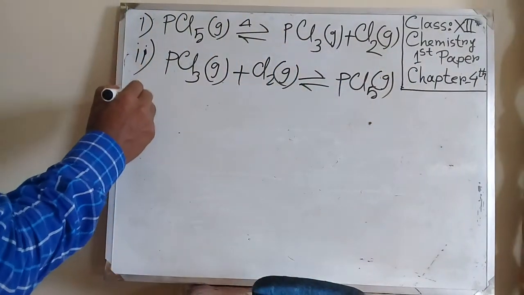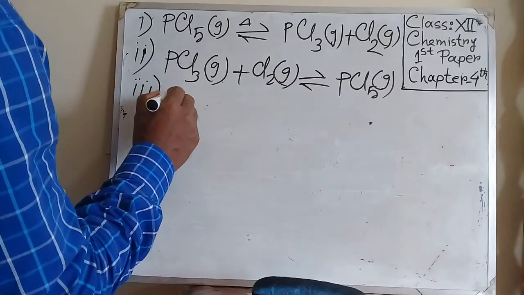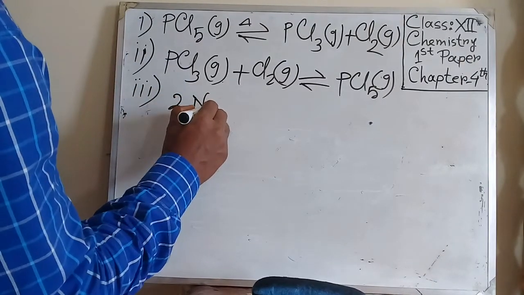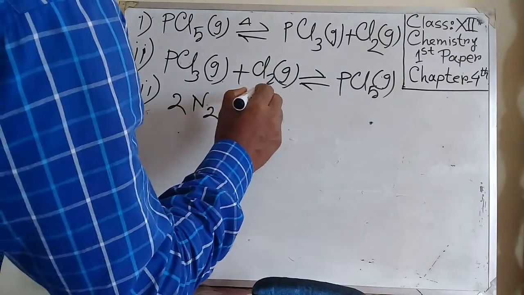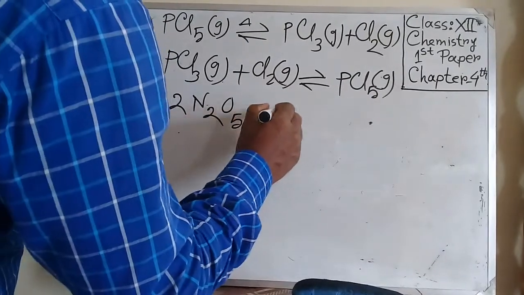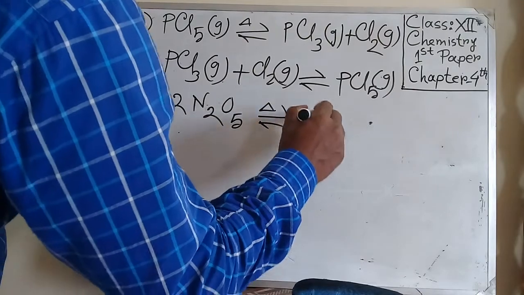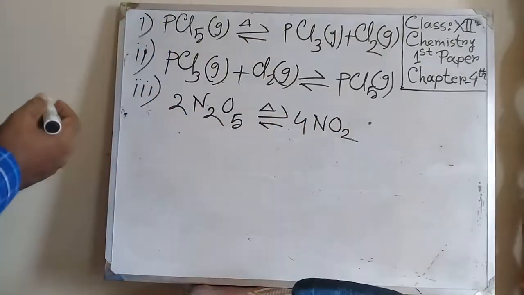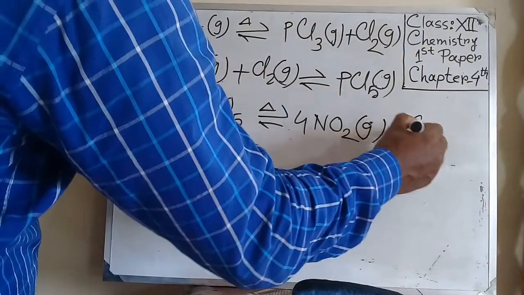And the third one, two dinitrogen pentoxide, and we'll provide heat here, and we'll get 4 nitrogen dioxide gas plus oxygen gas.